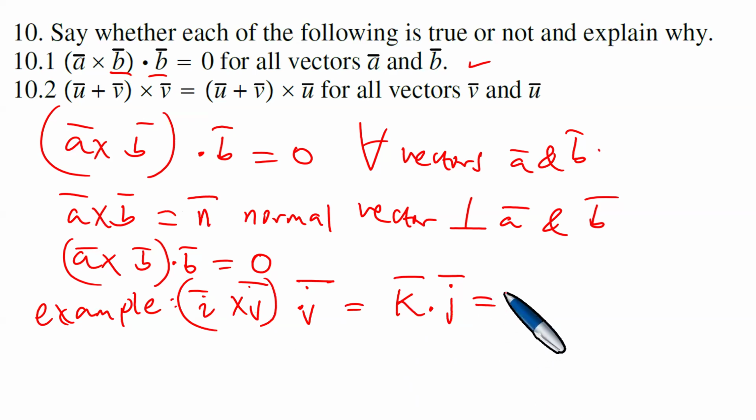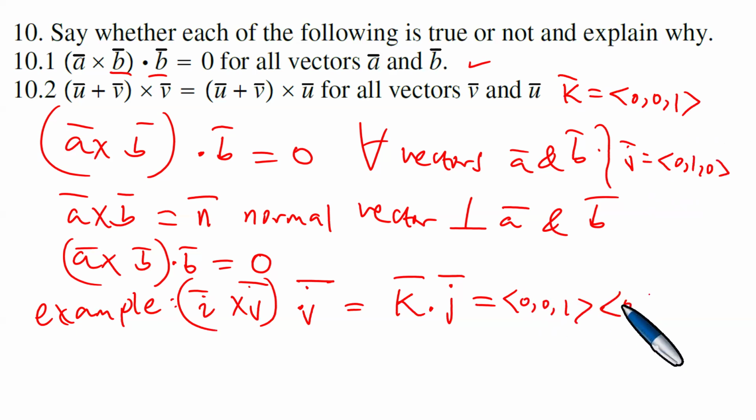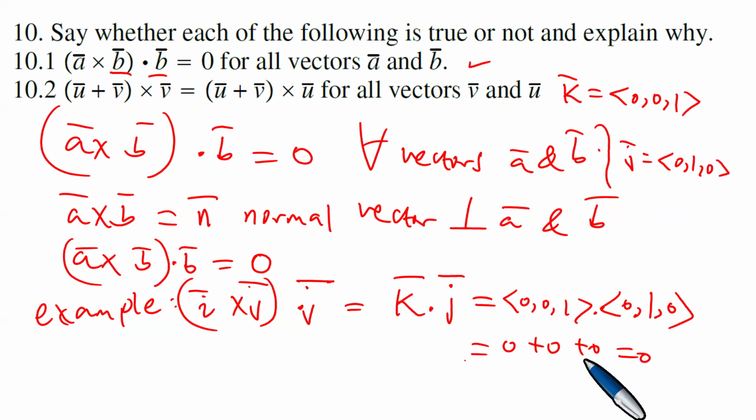Let us check this. What is unit vector K? Unit vector K is 0, 0, 1. Unit vector J is 0, 1, 0. Now if you dot this, 0 times 0 is 0, 0 times 1 is 0, 1 times 0 is 0, and therefore the result is 0.